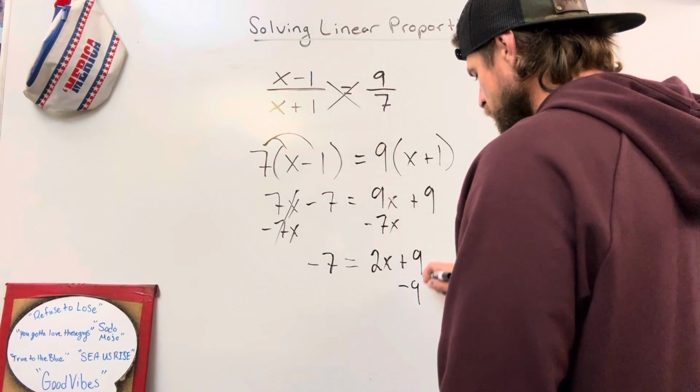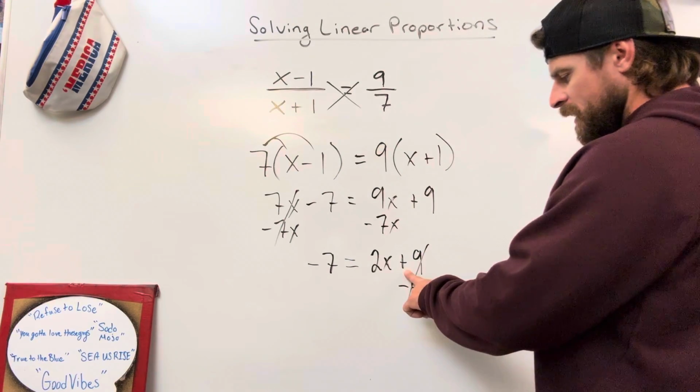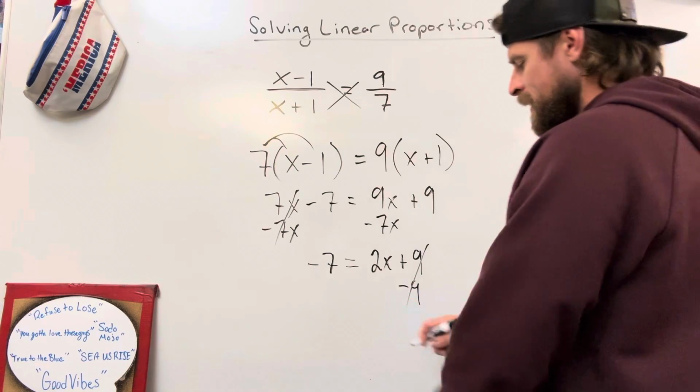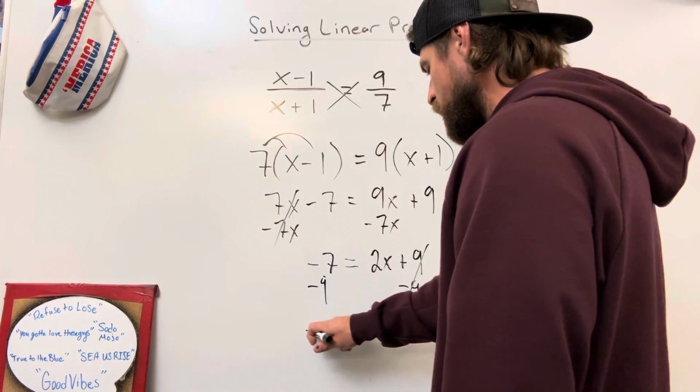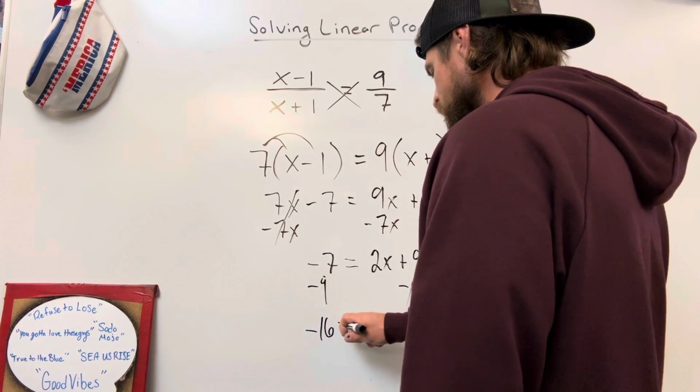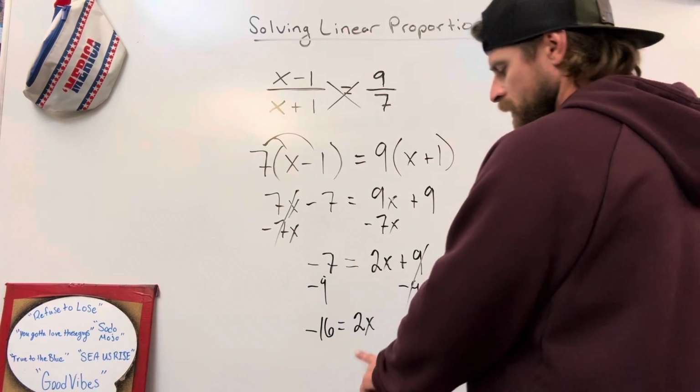Take away 9, cancels. Remember, inverse operating. If it says +9, we take 9 away to cancel it out. Take 9 away over here. -7 minus 9 takes me all the way to -16. That's equal to 2x. And then we've got to get rid of the coefficient.